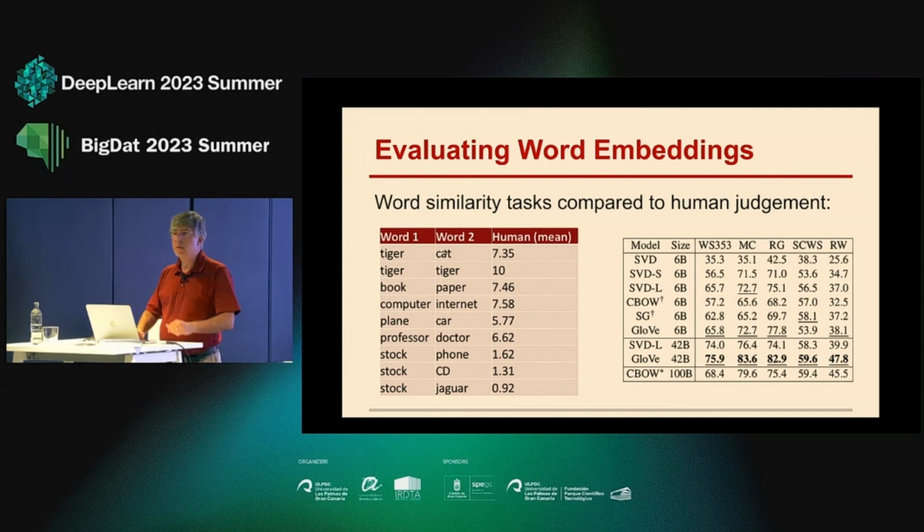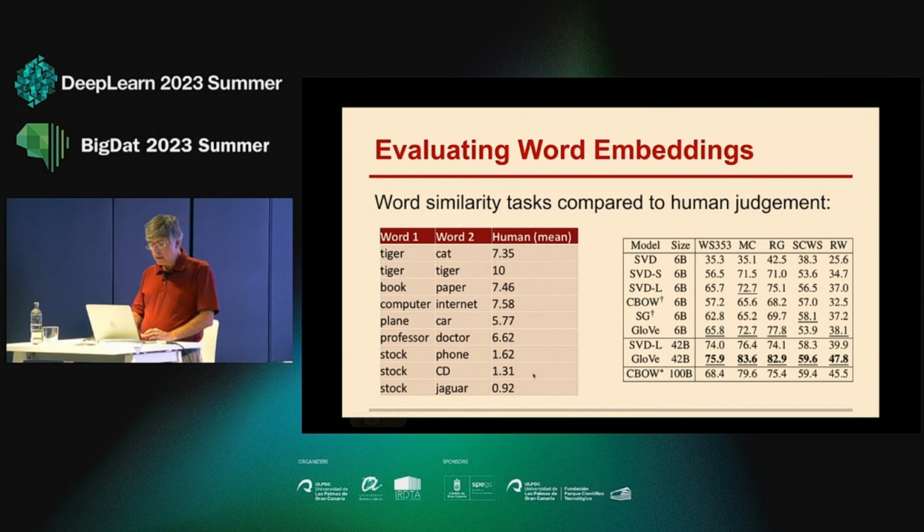If I ask you this, how many people think tiger is a 7? Tiger and cat, maybe it's a 7. If you said, what's an example? Stock and jaguar. Are those similar words? No, they're not. Jaguar's an animal or a car. Stock is, I guess, maybe something you buy and sell.